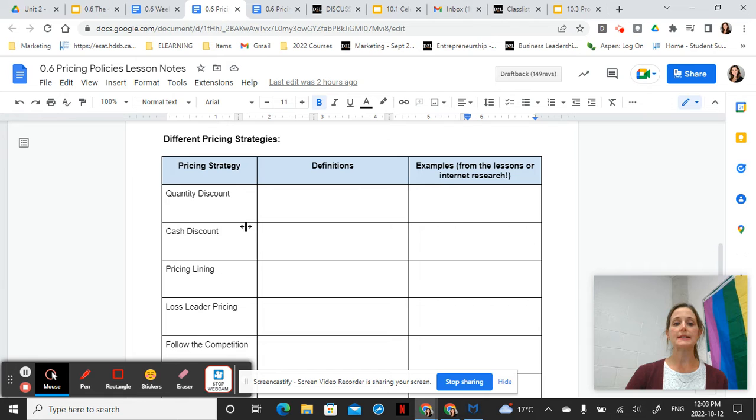You've got quantity discounts, cash discounts, price lining, all of these different strategies. You're going to fill in what the definition is from the lesson, and then you're going to come up with an example. You can draw an example from the lesson, or you can go right to the internet and find an example. You can even copy paste an image, a flyer, a coupon, whatever it is that you find that connects to that particular type of pricing strategy, okay? You can have some fun with this and go see examples of advertisements on the internet that would actually illustrate this particular pricing strategy, okay?